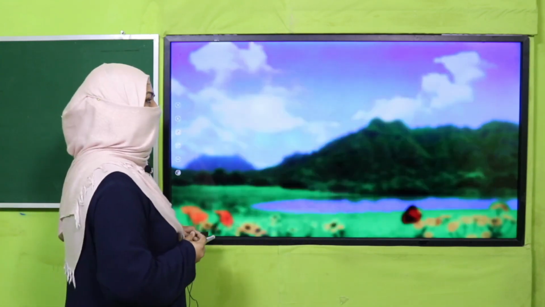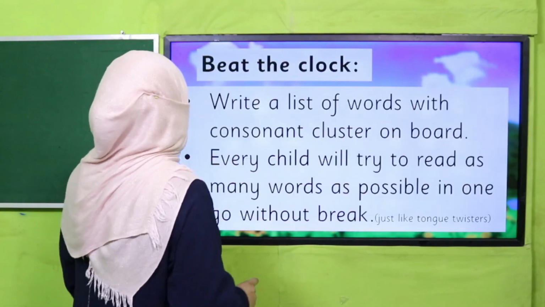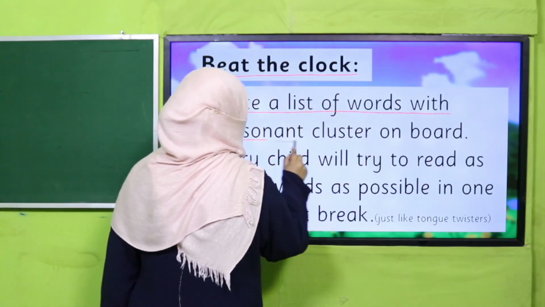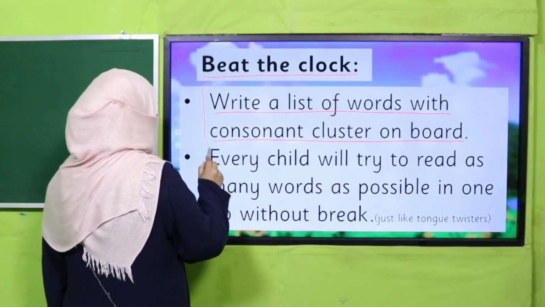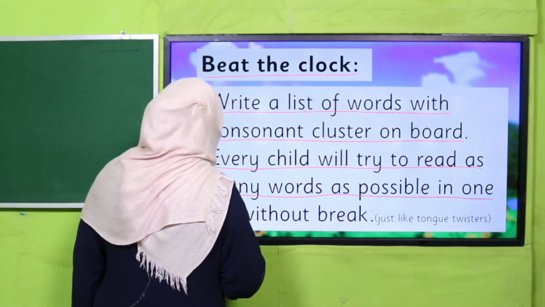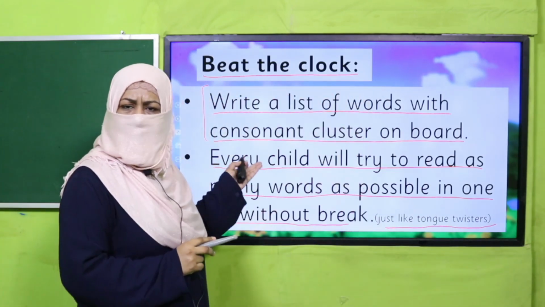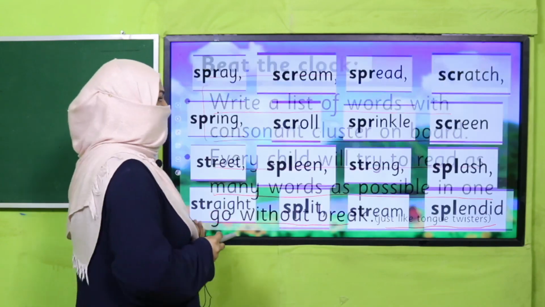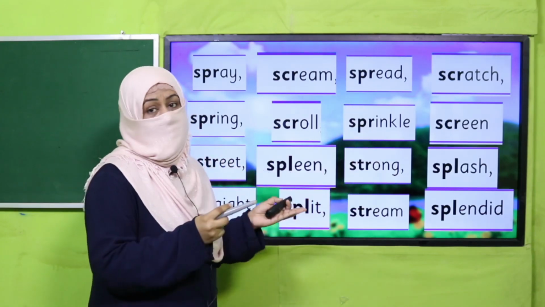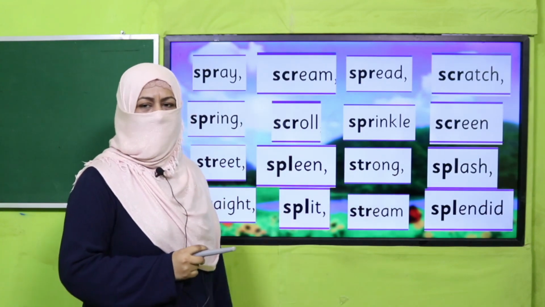That's very simple. So let's practice it through an activity. Are you ready for that? Okay, so this activity is going to be very interesting. Beat the clock. Write a list of words with consonant clusters on the board. Teacher, you will make a list on the board and every child will try to read as many words as possible in one go without a break, just like we do the tongue twisters. Okay, so I have given a list. You may select the same or you can have your own list. And how we are going to do it: you have to read all the words in one go without a break. So let's see who does it in the minimum time. Okay, so pause the video, enjoy the activity and then come back.